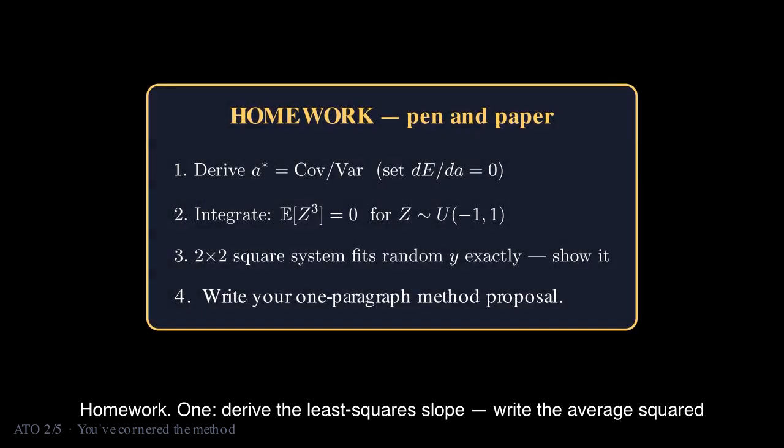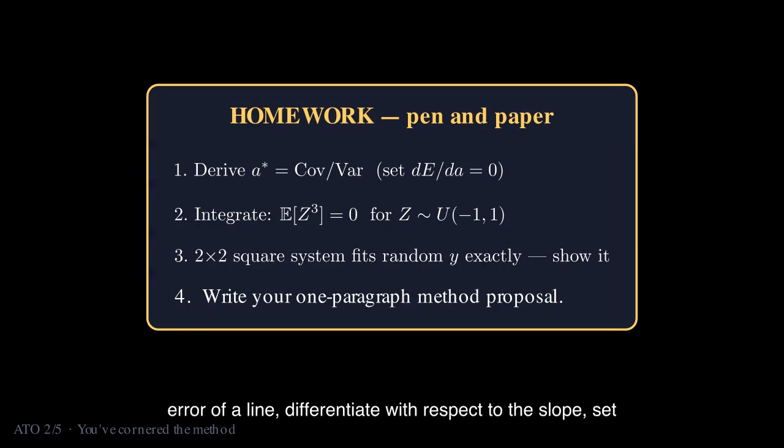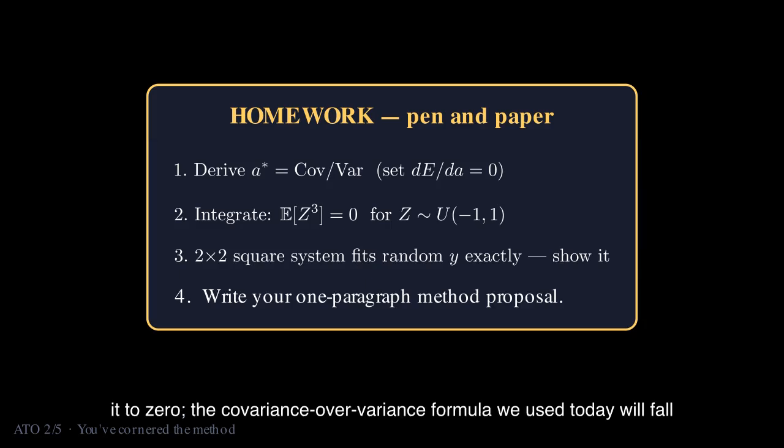Homework. 1. Derive the least square slope. Write the average squared error of a line, differentiate with respect to the slope, set it to 0. The covariance over variance formula we use today will fall out.